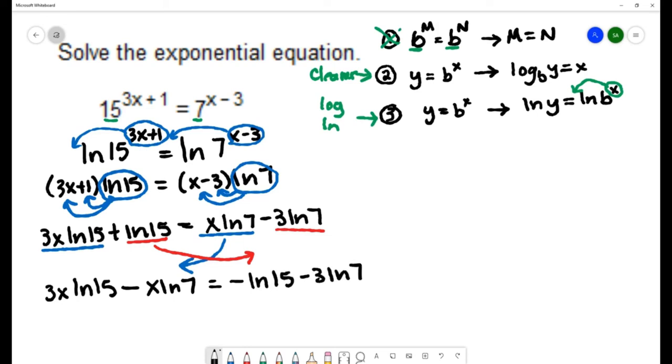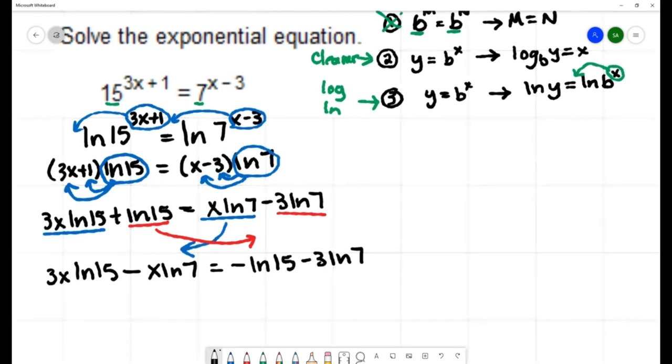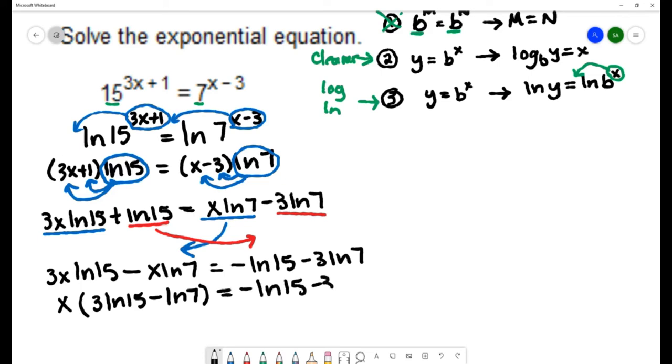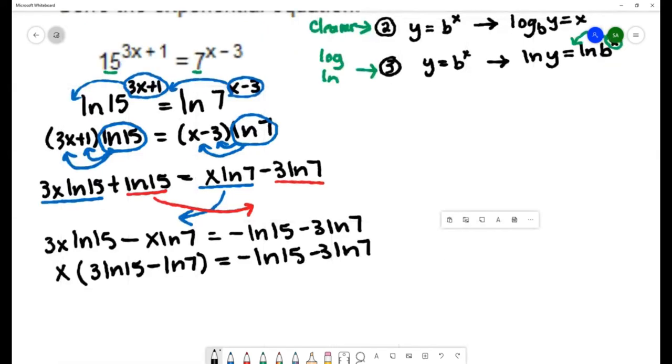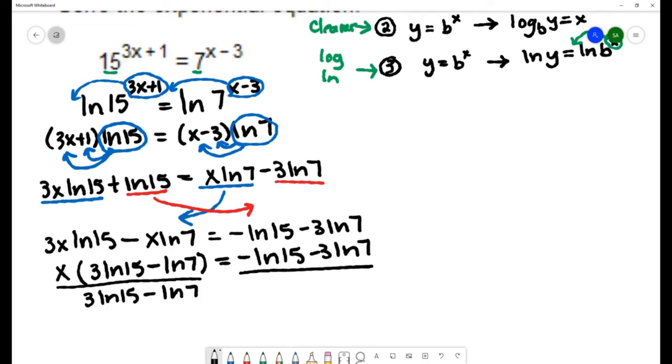And now that I've collected those x's onto the same side, I can factor out the x from both of those terms, and that would leave me with 3 natural log of 15 minus natural log of 7. On the right-hand side, I'm not going to do anything except just copy down what I already have. And then finally, I can solve for x by dividing both sides by what's in the parentheses. So I'm dividing both sides by 3 natural log of 15 minus natural log of 7.